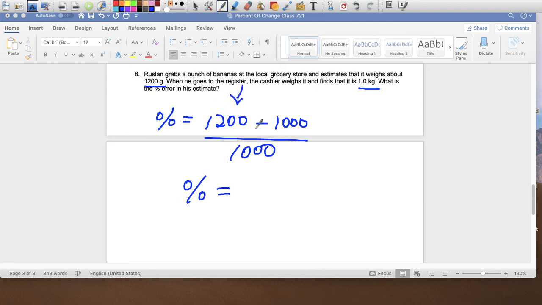Because his error was, let's see, 1,200 minus 1,000 is 200. Divided by 1,000 equals 0.2, which equals 20%. So his estimate was off by 20%.